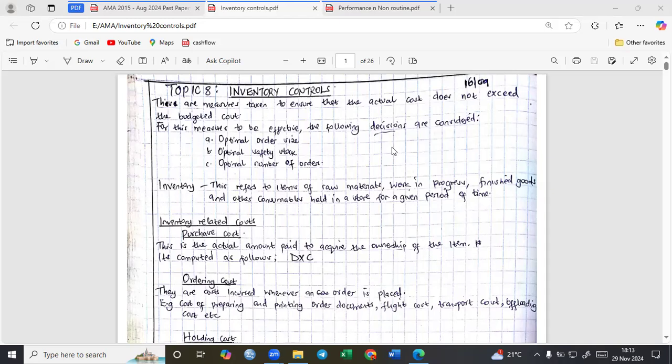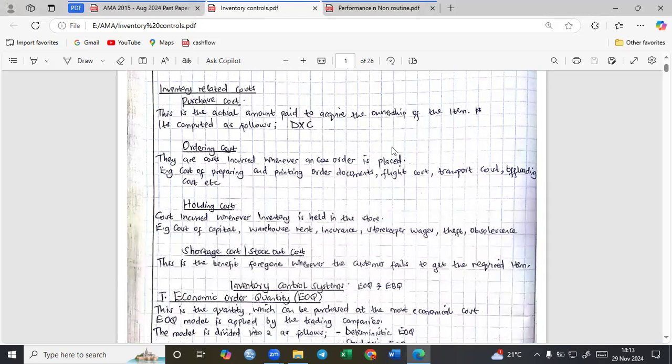Inventory related costs. Number one, we have the purchase cost. Purchase cost is the actual amount paid to acquire the material itself or the inventory. It is given by annual demand times the purchase cost per unit, which is our C.